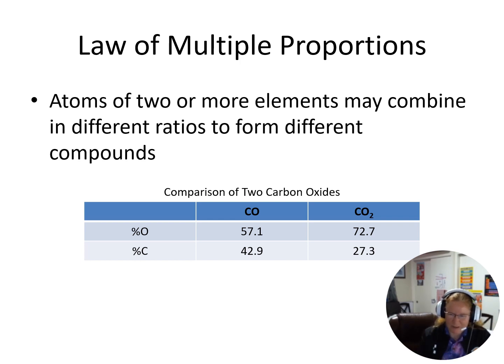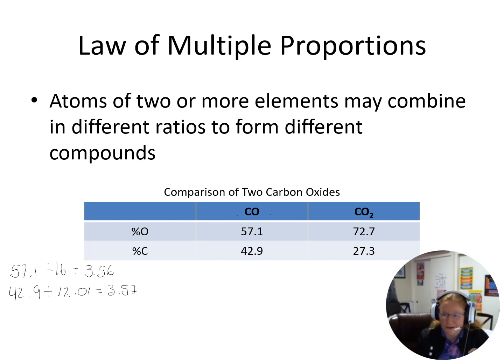This first one, the carbon monoxide. 1 carbon, 1 oxide, carbon monoxide. Okay, all right. I'm going to take the 57.1 divided by 16. I'm going to get 3.56. I'm going to take the 42.9 divided by 12.01 to get 3.57. Okay, those are decimal numbers.